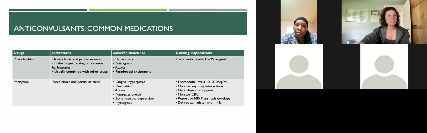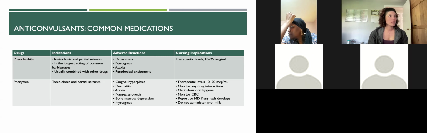So here are some common seizure medications. So we talked about phenobarbital is for those tonic-clonic, can also be used for partial seizures. It is going to be that long-acting medication. Typically, we combine it with other medications as well. Some of those adverse reactions we need to look for: drowsiness, nystagmus, where your eyes are just wiggling, ataxia, difficulty speaking, paradoxical excitement, where we all of a sudden have this reverse effect. We're giving you a downer and all of a sudden you're really, really hyper. And then our therapeutic levels are 10 to 25 micrograms per milliliter.